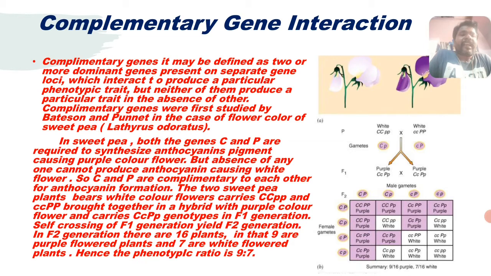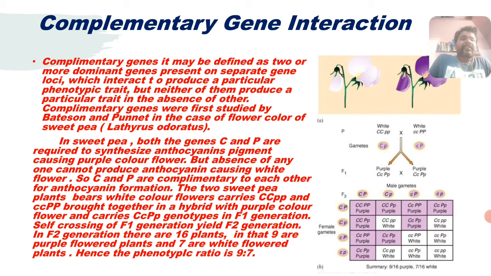The F1 generation undergoes self cross, which yields the F2 generation. Concentrate: F1, Cc Pp, is crossed with the same F1, Cc Pp, which yields 16 offspring or zygotes. Out of these 16 offspring, 9 of them are purple and the remaining 7 are white.